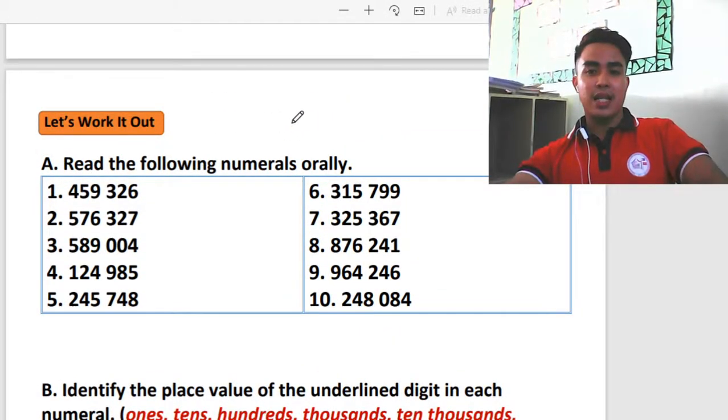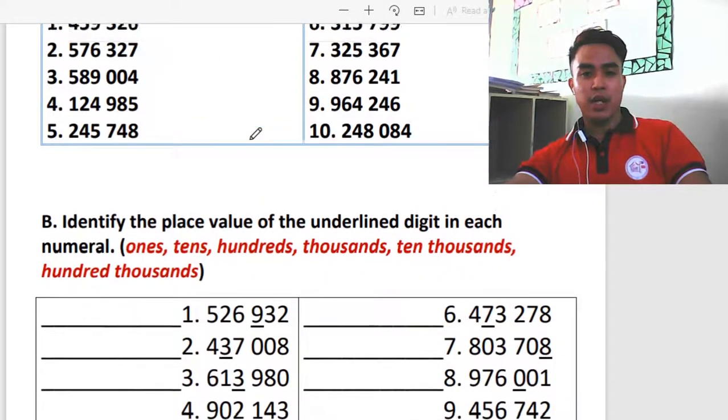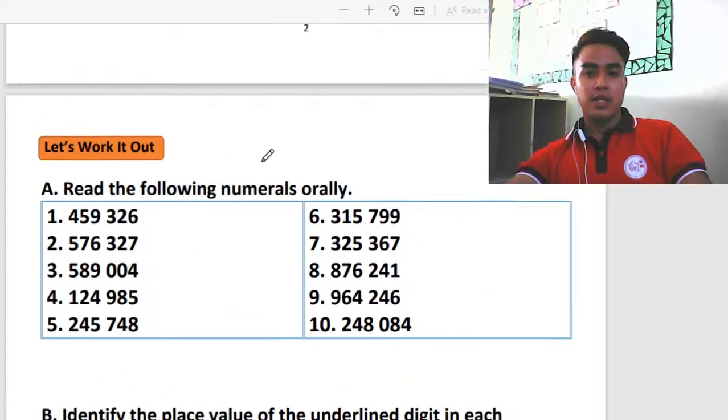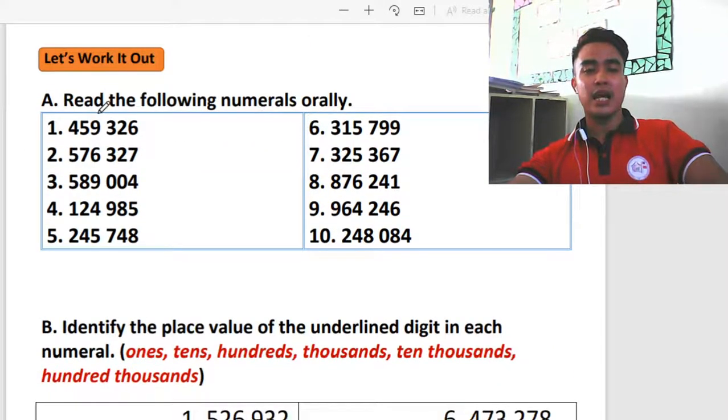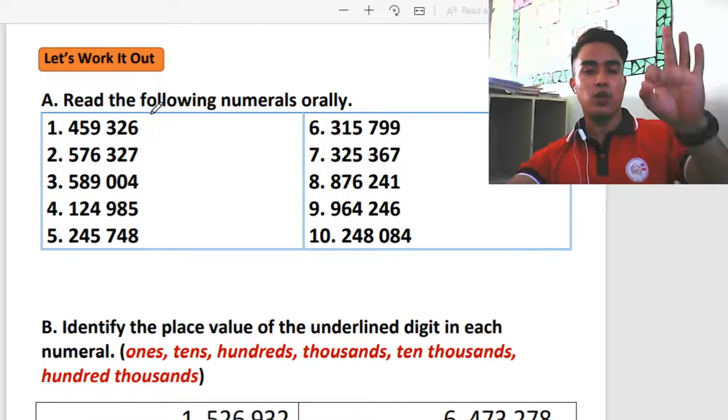Let's proceed to the next page of our module. Let's work it out. Activity A. Read the following numerals orally. Let's try to read the following numerals. Now, let's practice. Number 1, ready, go.